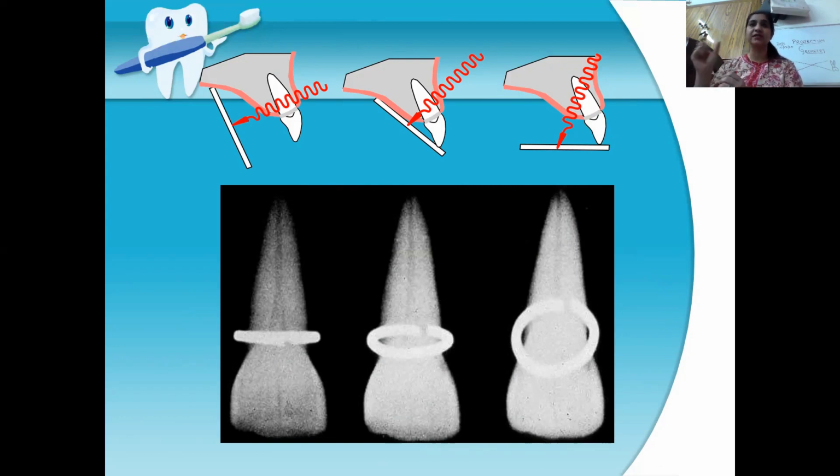For particular teeth, there are different vertical and horizontal angulations, and you should know them so that it will be easy for you to understand which tooth needs which type of angulation.